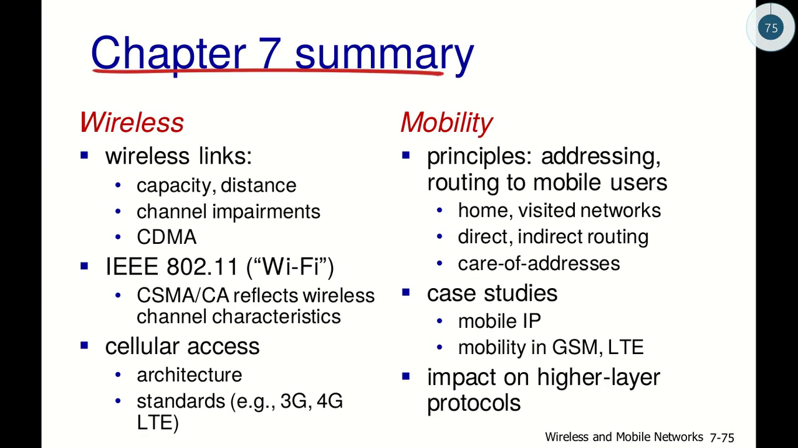So that's it for chapter 7. In summary, we discussed the wireless links, the capacity, distance, channel environments, so basically some characteristics of wireless links. And we talked about IEEE 802.11 or Wi-Fi and technology in the wireless access, cellular access networks. And then in the second part we talked about mobility, first with the principles, and then case studies in mobile IP and GSM and LTE, and then lastly the impact on the higher layer protocols. So that's it on chapter 7.